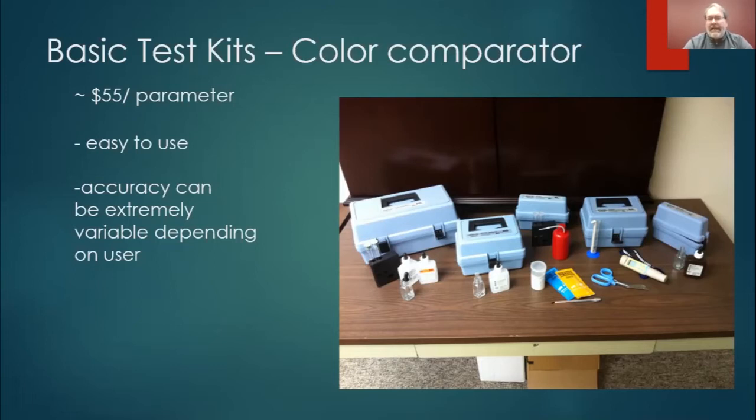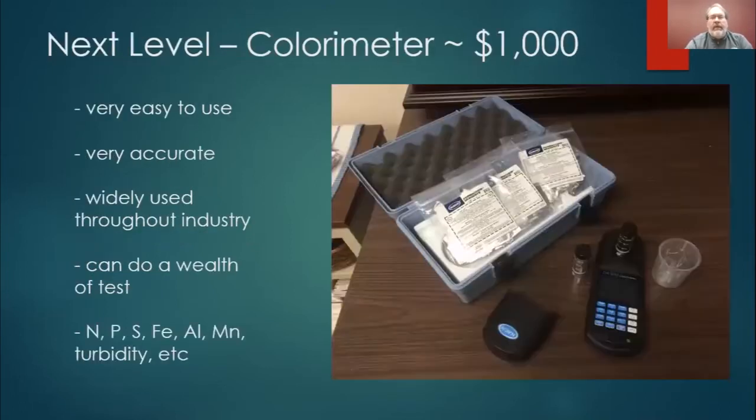But in this case, with the color comparator ones, where the student or the person in general is doing the determination on color, the one wheel for alkalinity is like 17 different shades of pink. So it may look one way to one person and different to the other. So these are good kits. They work well, but they are a bit subjective.